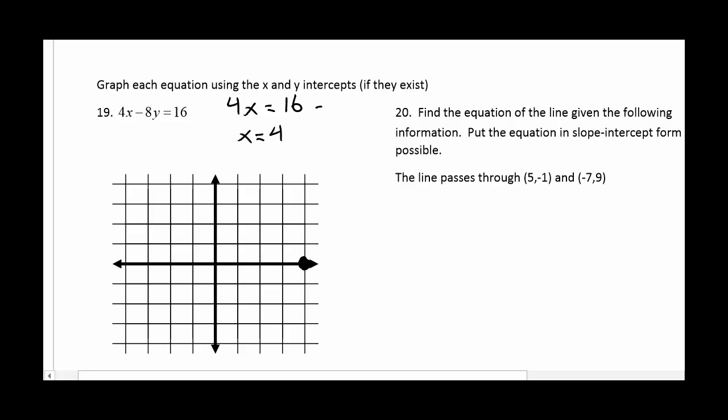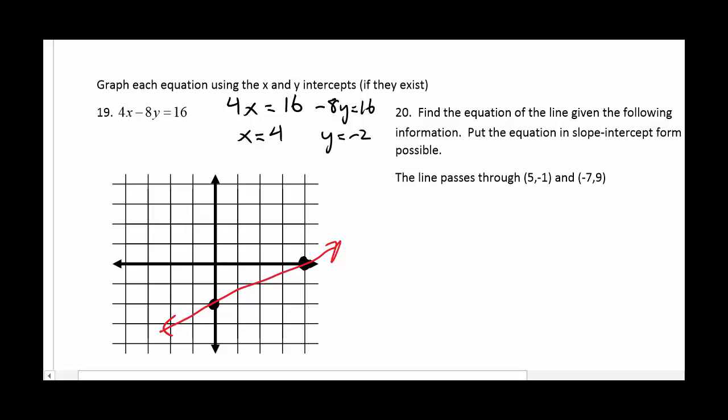Okay, do the same thing. Negative 8y equals 16, and I get y equals negative 2. So it crosses right there, and then I just draw a line connecting those 2 points. And there we go. So that particular one is done.